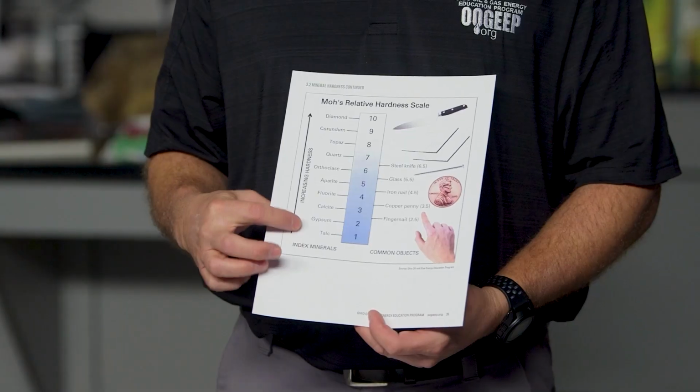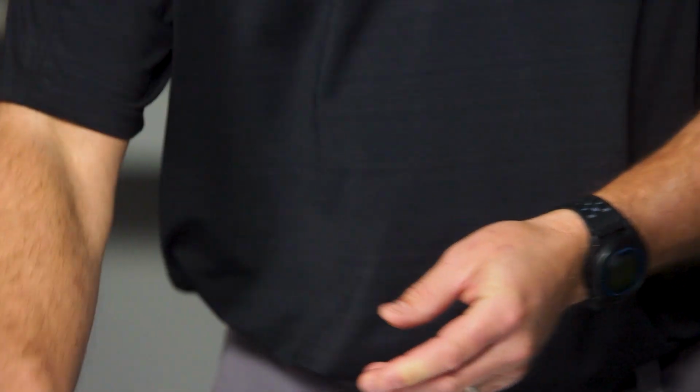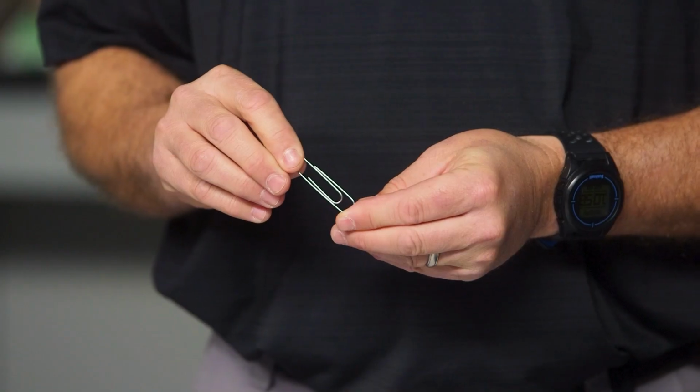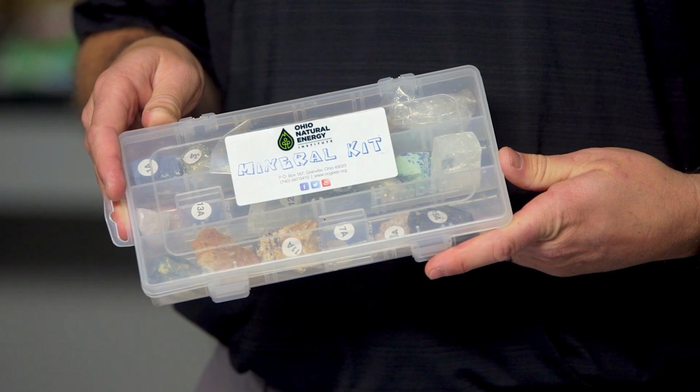It's through the use of these common items on Mohs hardness scale that we're going to be able to identify the hardness of a mineral to identify the mineral. Those items include a porcelain streak plate, a glass plate, a paper clip, which can be representative of an iron nail, a copper penny, and our fingernails. And we will also need our mineral kit.